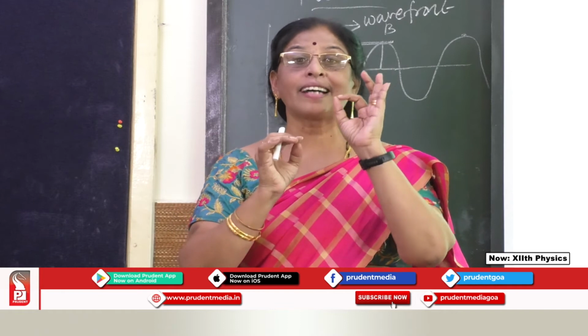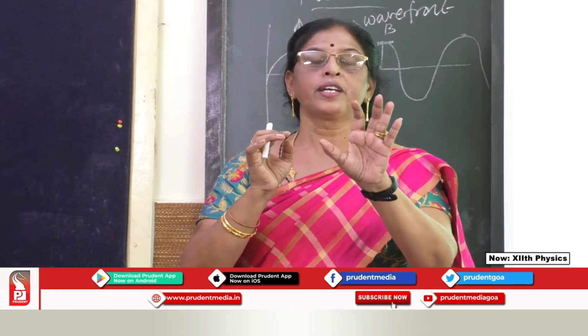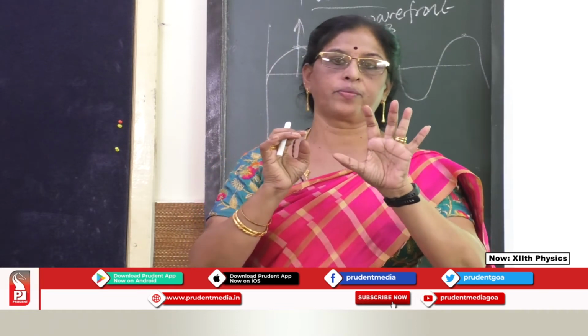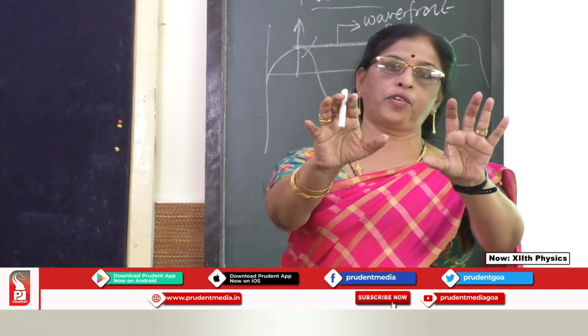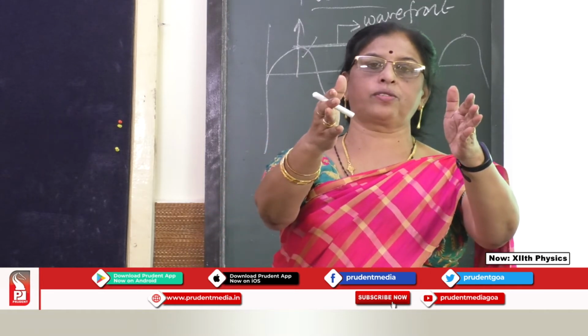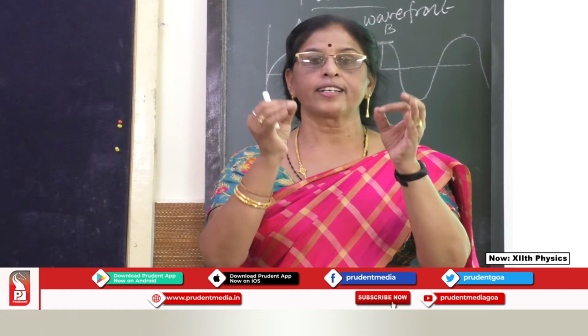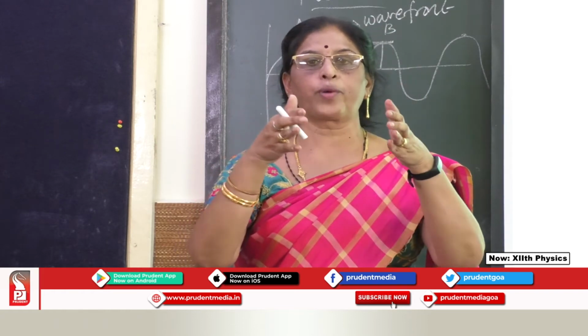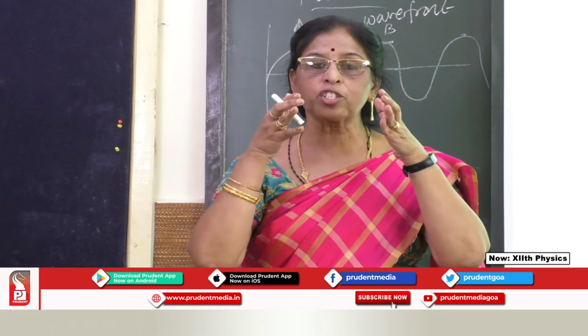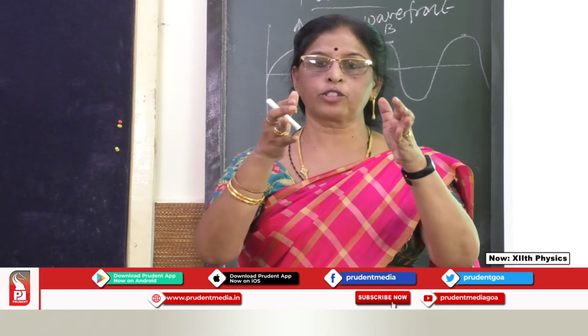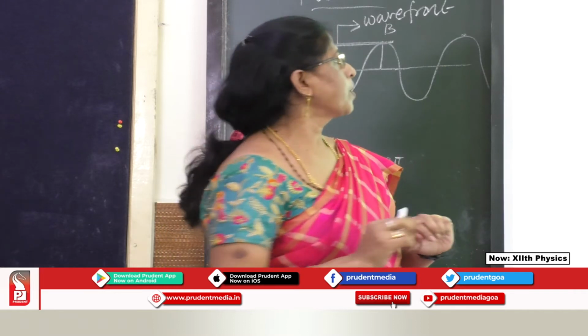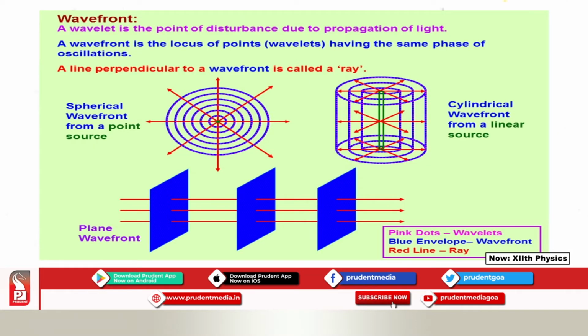A ray is the direction of the wave in which it is progressive. The waves progress forward. That is the direction of the light. That is what a ray is. A ray is the direction of the wavefront. In which direction they travel, that is what we call a ray. So this is a perpendicular one. It's always perpendicular to the wavefront.